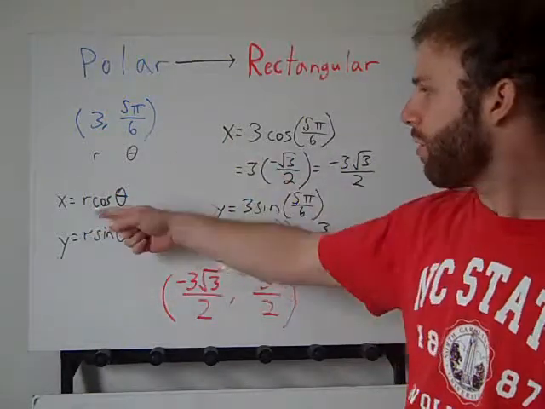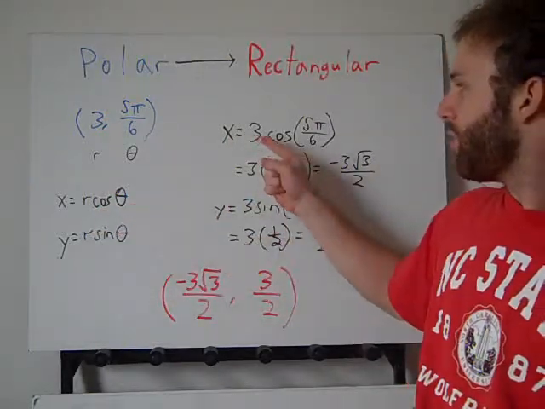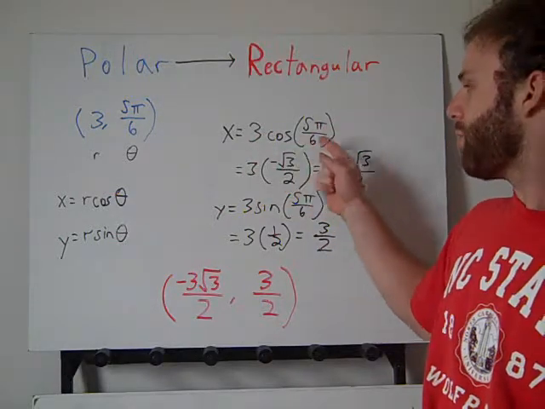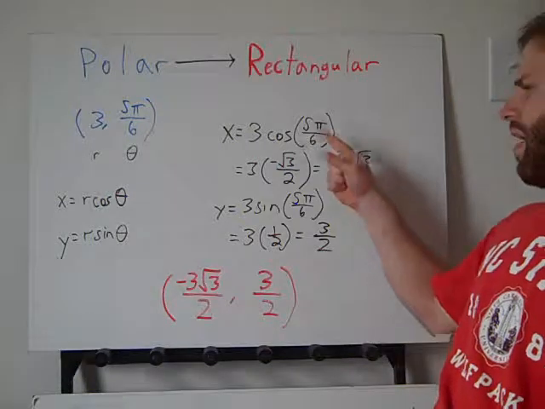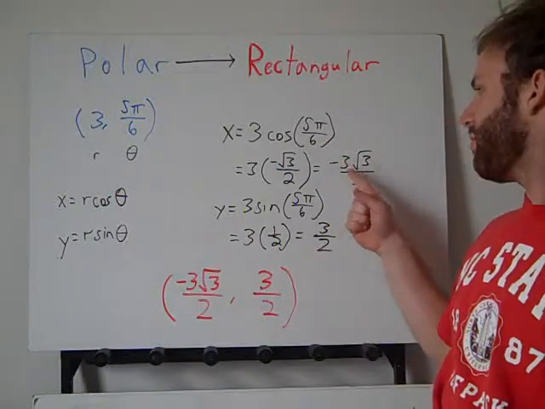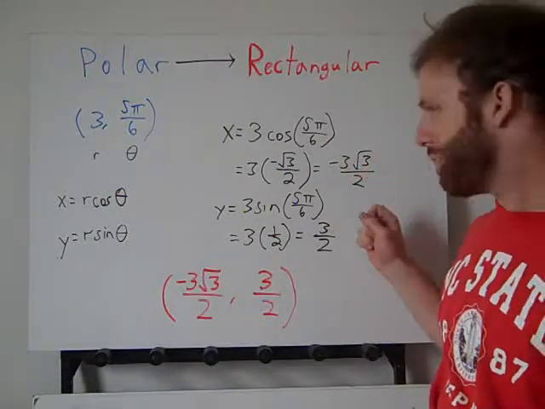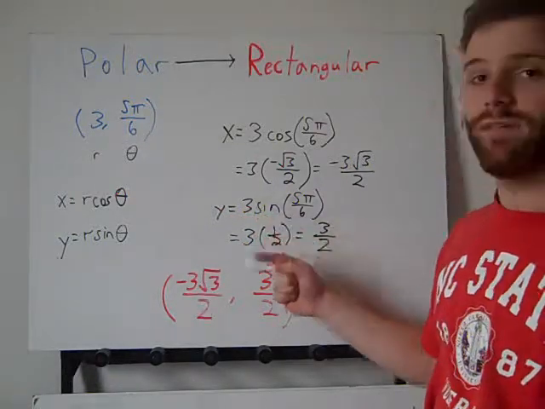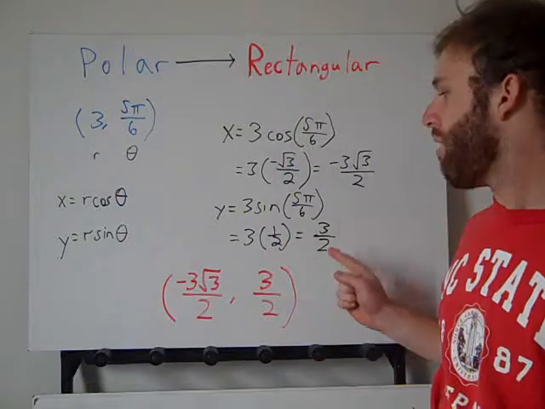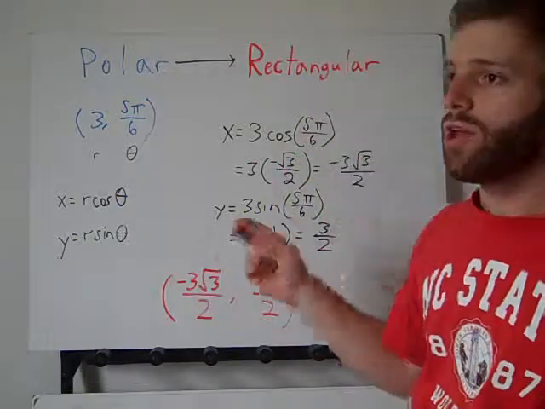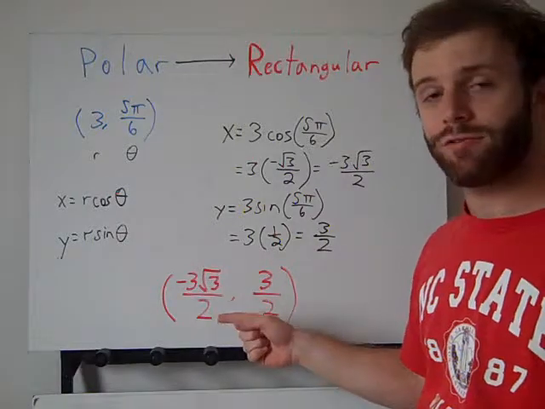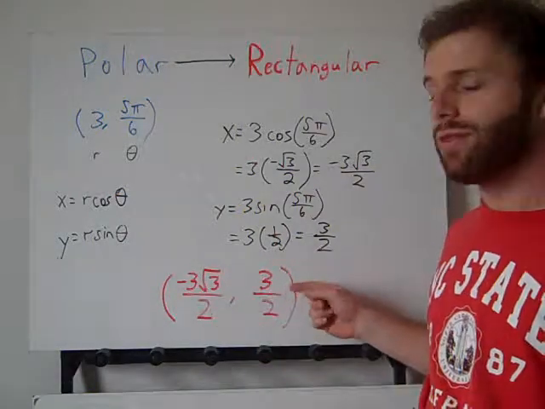So we have x equals r cosine of theta. 3 is r, theta is 5 pi over 6, so 3 times the cosine of 5 pi over 6, and that's going to give us negative 3 times the square root of 3 over 2. With y, we just take 3 times sine of 5 pi over 6, and that's going to give us 3 halves. So our rectangular coordinate, which would be (x, y), is (negative 3 times the square root of 3 over 2, 3 halves).